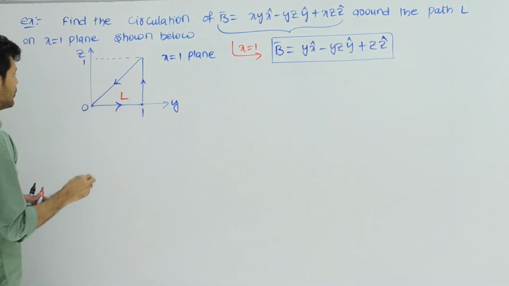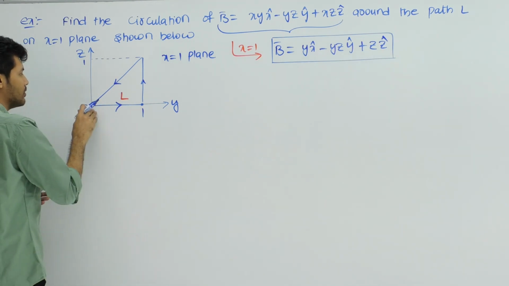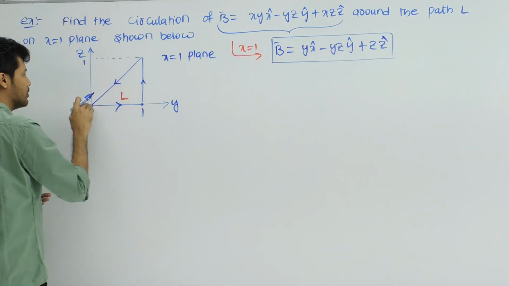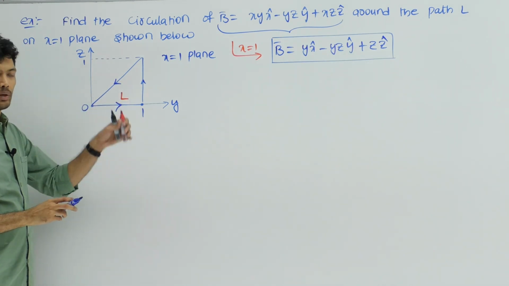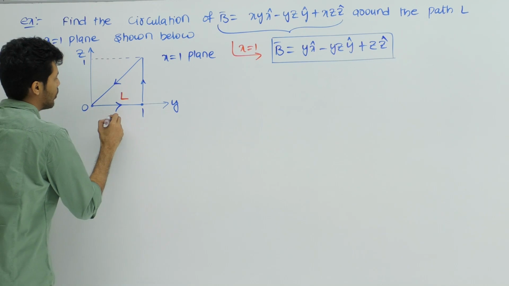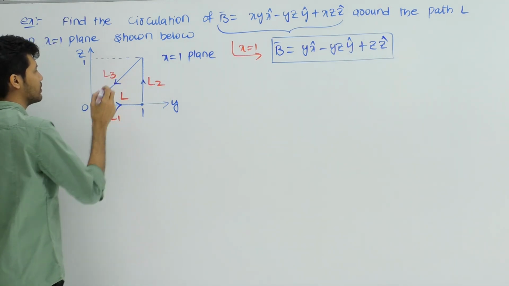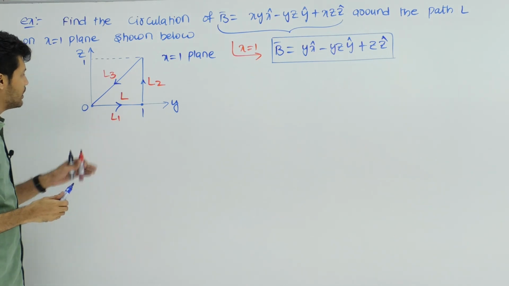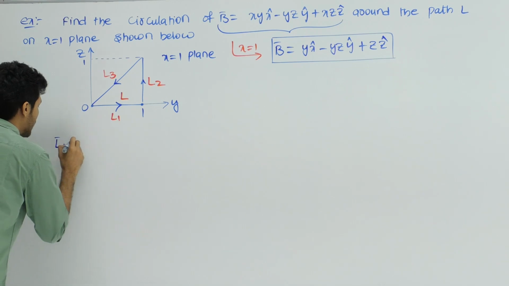Now here we have a closed path. If I assume that this is the initial point as well as the final point, we can split this path into 3 parts. We will call the first part L1, this is L2, and this is L3. How can we write L1? I can write L1 bar as follows.